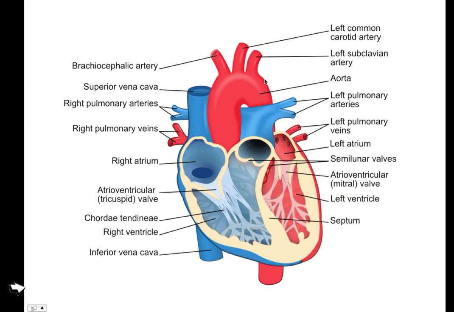So this is a little diagram that has a little more details. There's some things added to it, but most of the things you need to know are there. So you can look at this one at your leisure.